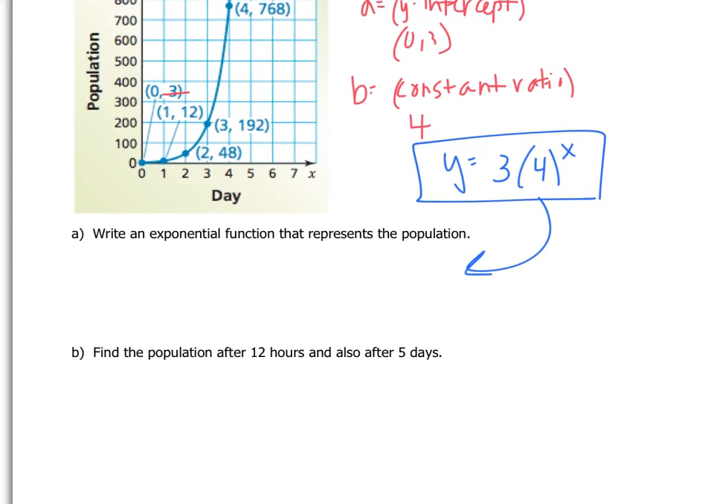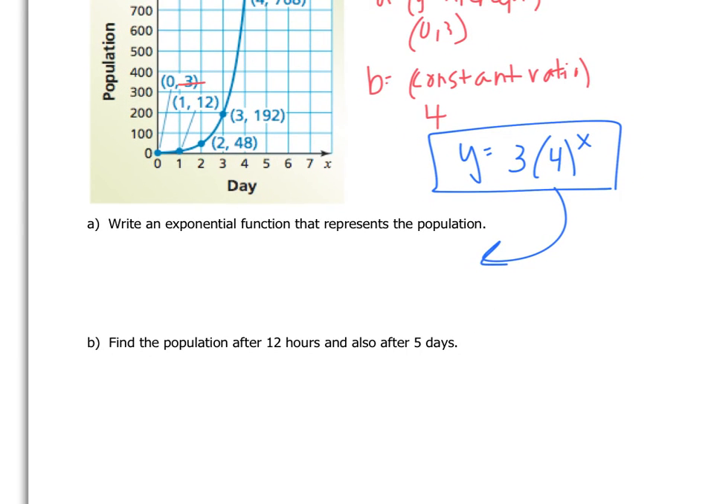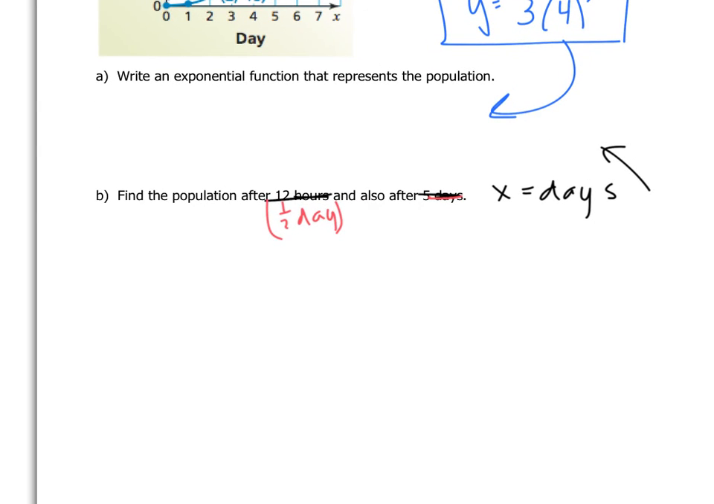And find the population after 12 hours and also after 5 days. So we have to pay attention to our label. The x stands for days in the graph up top. So this would be half a day. And then this is obviously 5 days. So it's asking us two different questions, and I'm going to use my formula that we just discovered to answer this question. It was y equals 3 times 4 to the x.